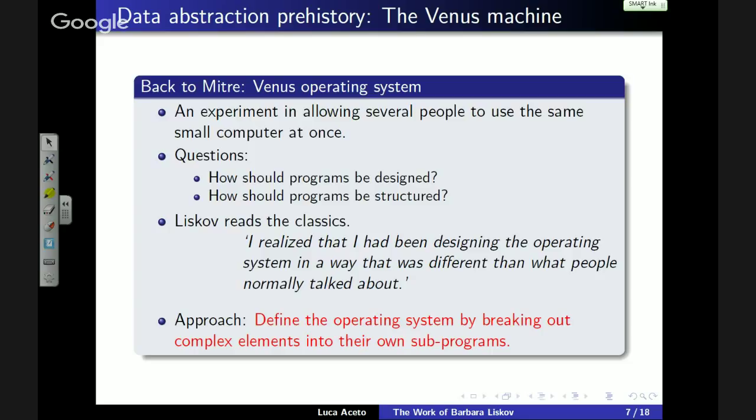And what she thought was, okay, let's see what we could use this machine for. This machine was called the Venus, and she developed the Venus operating system. And the idea is that this operating system should allow some kind of multi-user use of the machine. So it would be a multitasking, multi-user machine.